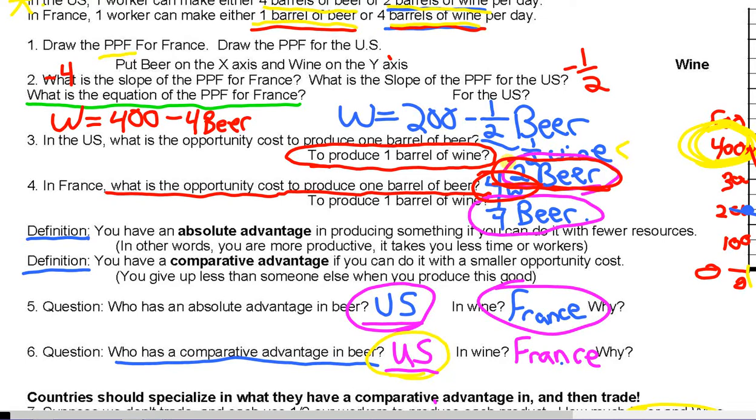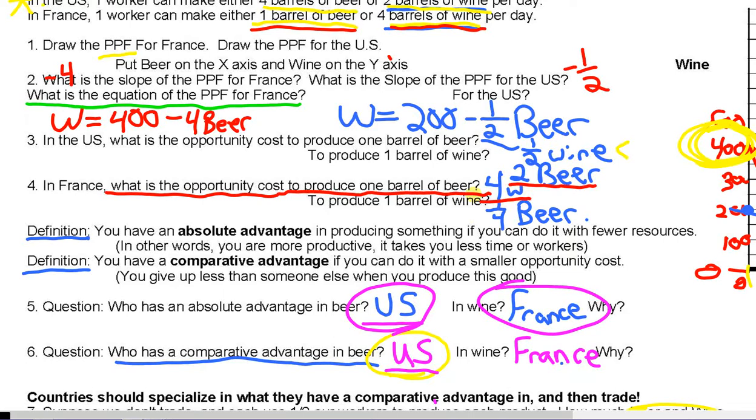So in this case, the United States would not be willing to pay more than 2 barrels of beer per wine. They would be willing to trade at 1.5 barrels of beer for a barrel of wine, or 1 barrel of beer for a barrel of wine. France would not be willing to pay more than 4 wine to get a barrel of beer. They would be willing to pay 3 or 2 or 1.